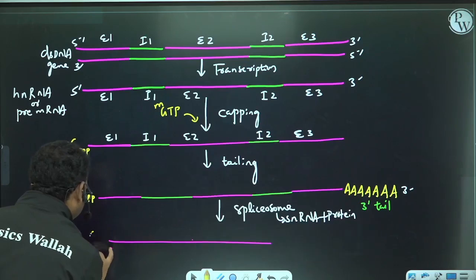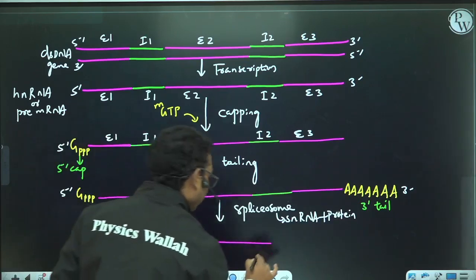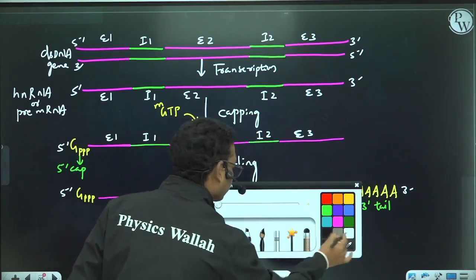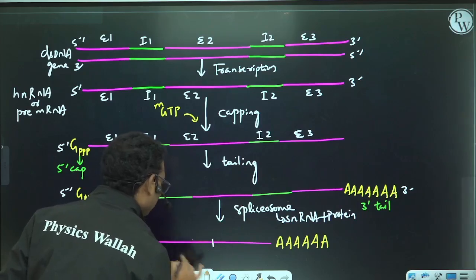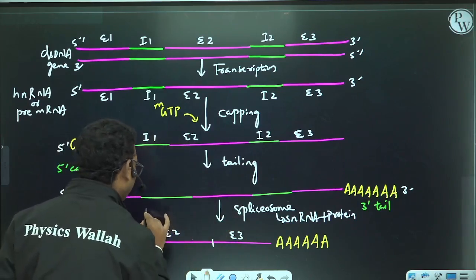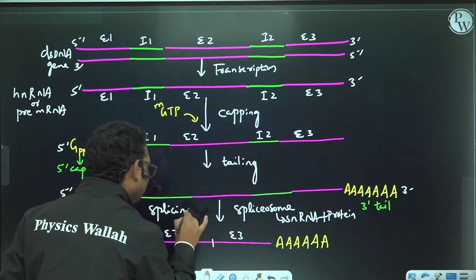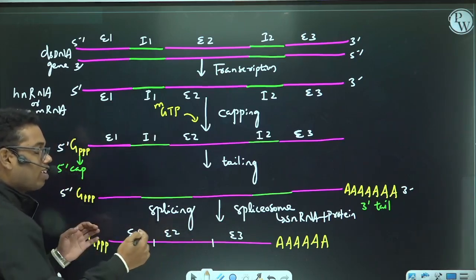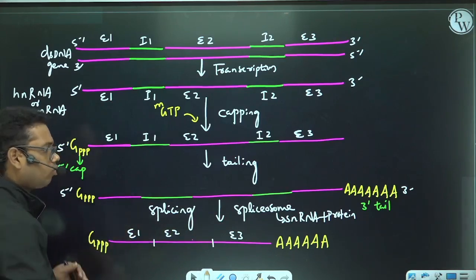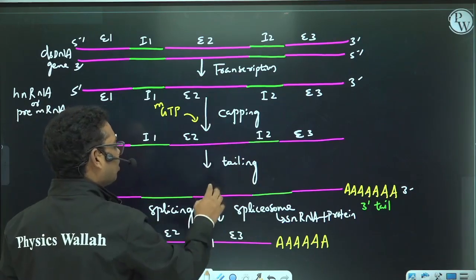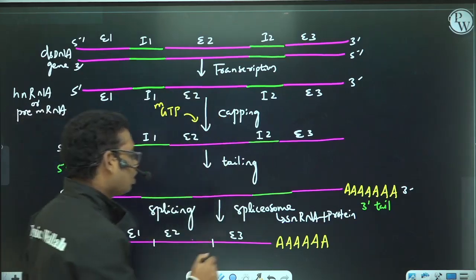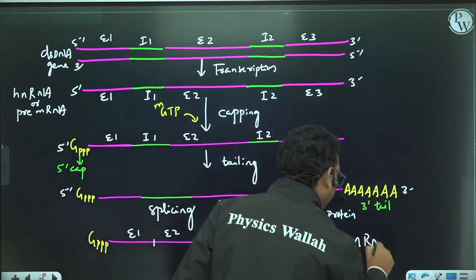So this is the cap and this is the tail. Suppose this is exon 1, exon 2 and exon 3. This process is called splicing, the process in which the introns are removed and the exons are joined sequentially. So capping, tailing, and splicing are the three steps which occur in post-transcriptional modification, and this is called mature mRNA.